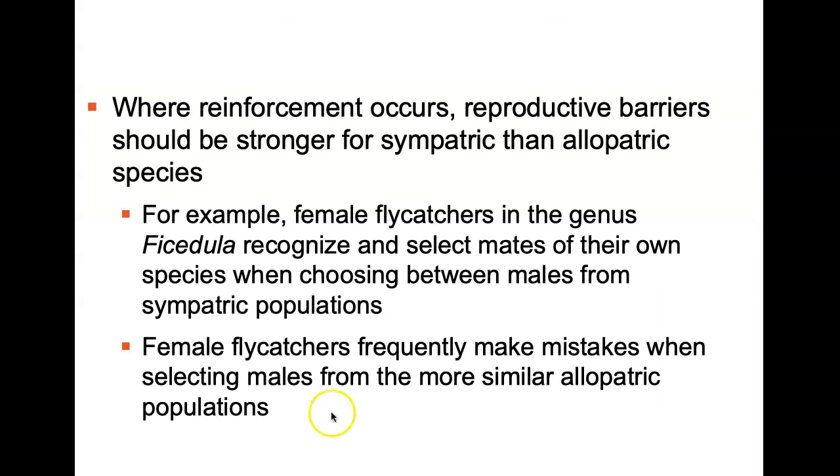So when reinforcement occurs, reproductive barriers should be stronger for sympatric than allopatric species. So if you think about it, if we have two different species, they can mix up their gene pools, but they still are not. That is a pretty big deal, right? It's as if you can talk to the person next to you, but you choose not to talk to this person ever. You must really hate each other kind of situation, right? If you have two species that can potentially breed with each other, they're in the same area, but they're not able to breed, that means they must have a really strong reproductive barrier.